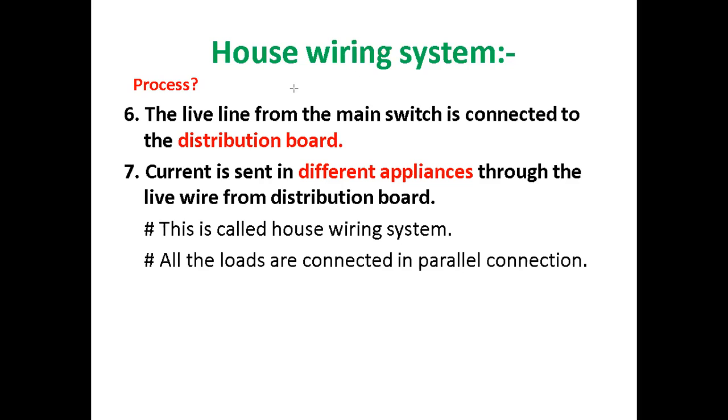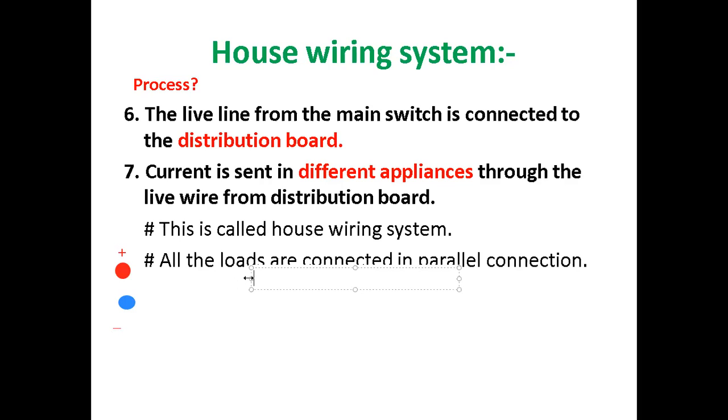Okay, if there are two lines, two points, one is phase and one is neutral. This red is phase, and this blue is neutral. This is plus and this is minus point of the wire in the house wiring system. Then the connection is made. That means fan.